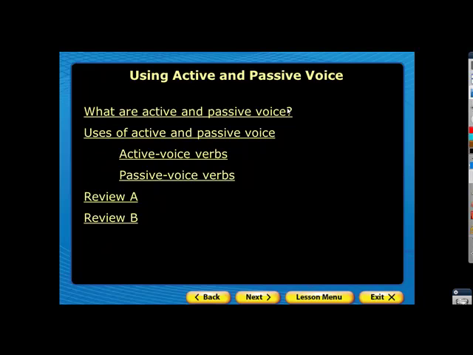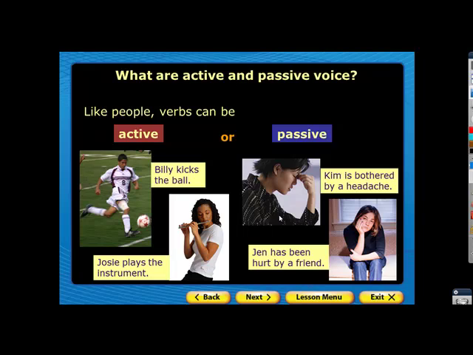Before we start, we need to make sure that we are accomplishing the following objectives. What are active and passive voice? The uses of active and passive voice. And by the end inshallah we're going to answer some exercises for further practice. Okay? Now, what are active and passive voice?